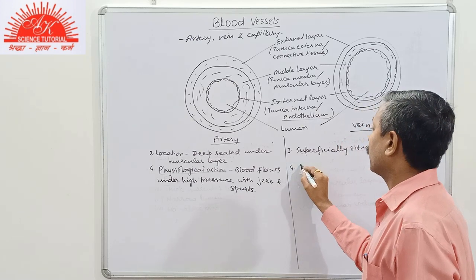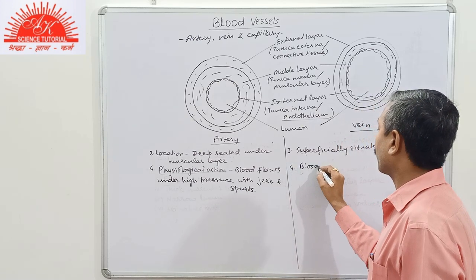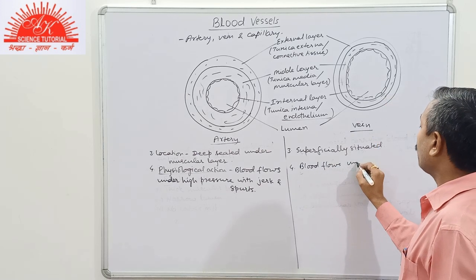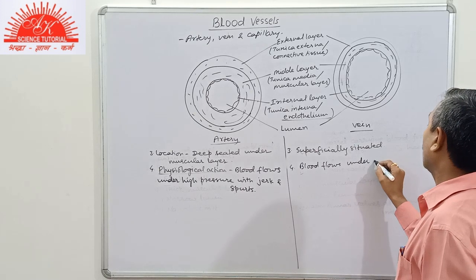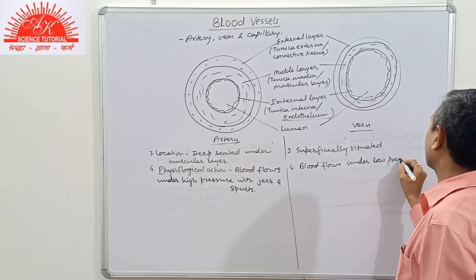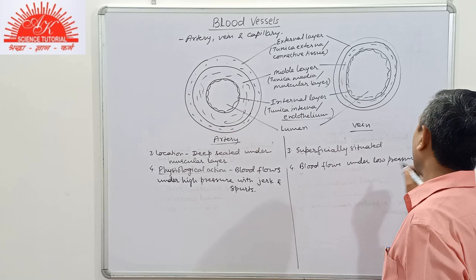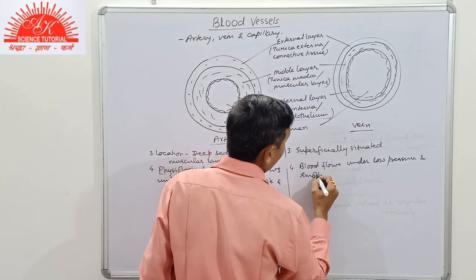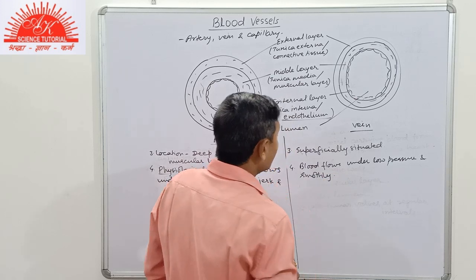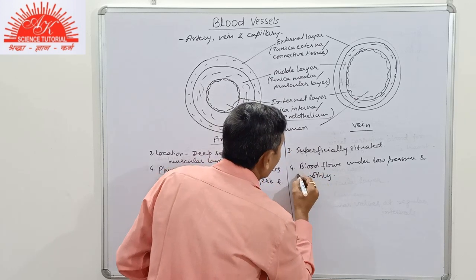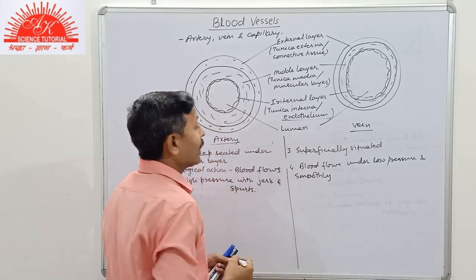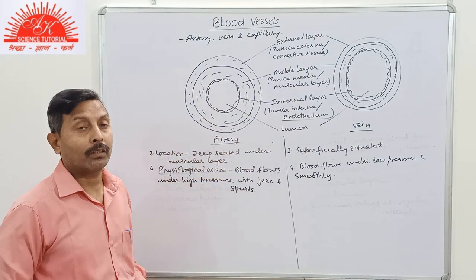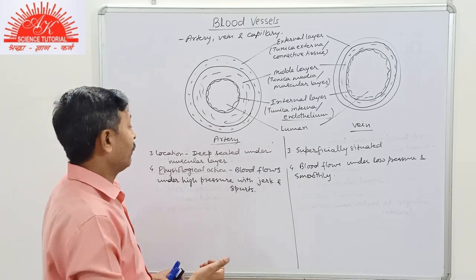But here blood flows under low pressure and smoothly. This is why, students, when a blood transfusion has to be made, it is injected into the vein, or it is also taken out from the vein.